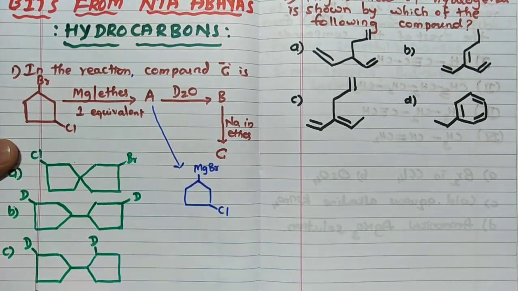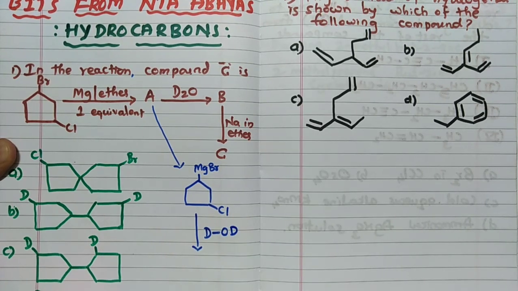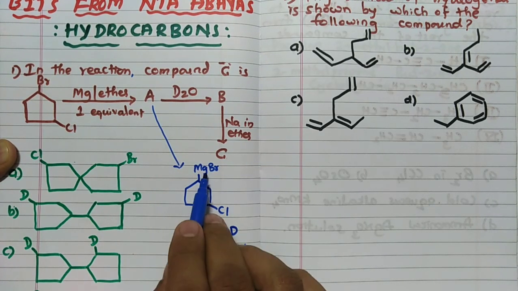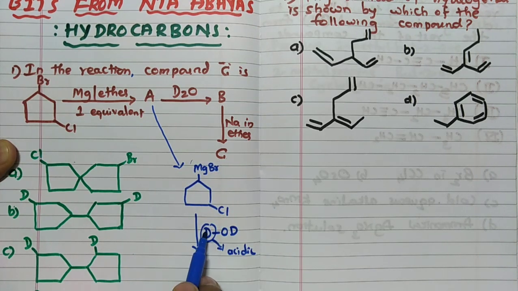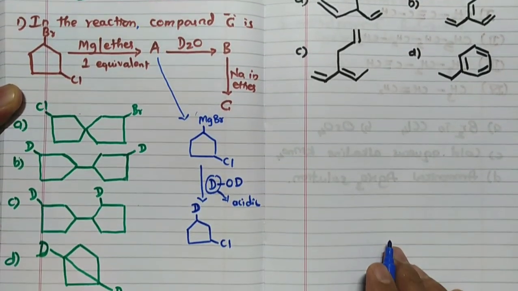After this, D2O. Remember, when I react with D2O, it is just like water. D2O, I will write as DOD. So D is acidic, remember, just like water, it is acidic. So whenever an acidic hydrogen containing compound reacts with this, MgBr is replaced with hydrogen. Correct? Here instead of hydrogen, we will write D. So our product becomes, remember, like this. Cl will be as it is, and here you are going to get D like this.